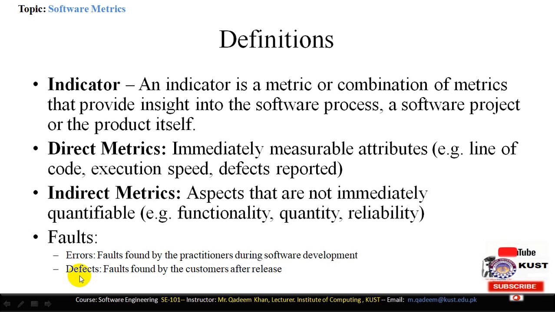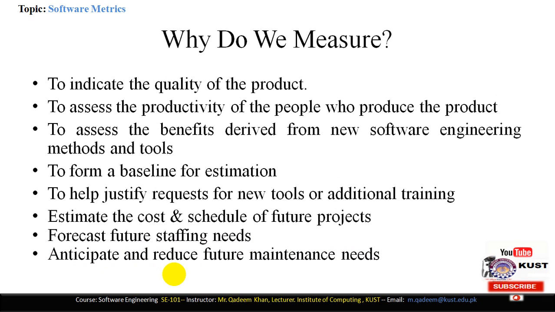Another type of fault is called defects. Defects are found by the customer after release. So defects are those problems when the customer identifies some sort of bugs or defects in the project. For example, the system will work correctly, but it will give us wrong results. These are called defects, and these are mostly identified by the customer.